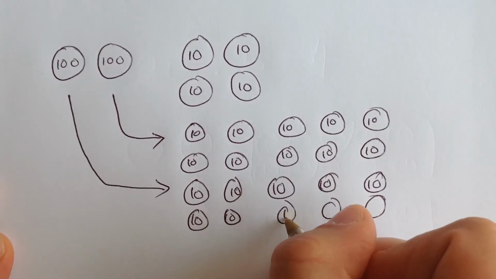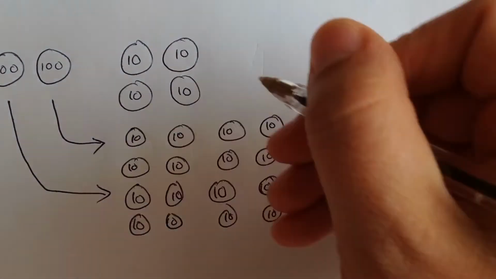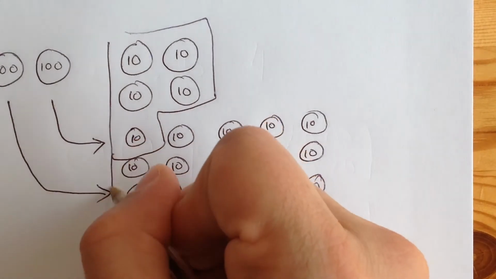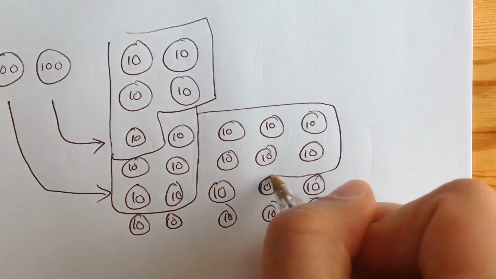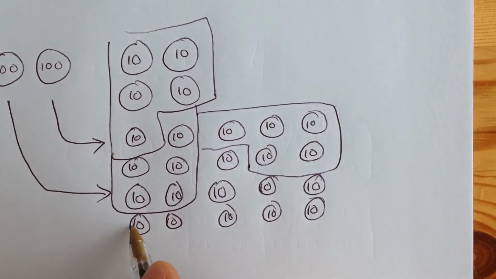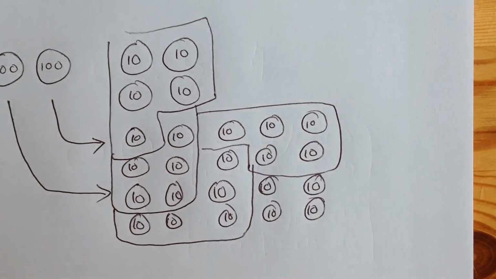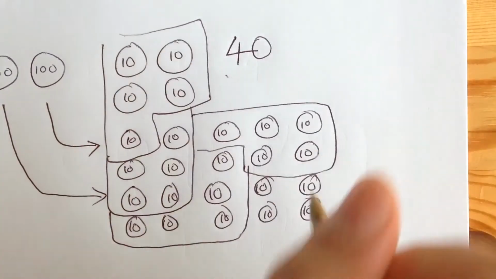Now I'm going to go on a hunt for 5 tens here. So I've got, there we go, there's 5 there. There is 5 there. There is 5 there. 1, 2, 3, 4, 5 there. So I've got 1, 2, 3, 4 tens each. So I'm going to have 40 in my answer.